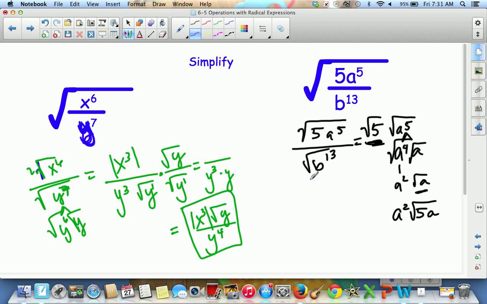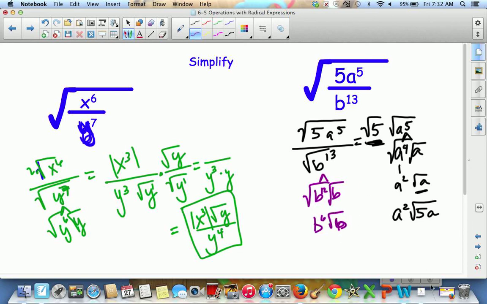Now let's do my denominator. Okay, the square root of b to the 13th. Well, what can I split this up into? Some perfect squares here. This is the square root, so there's a 2 out here. So what can 2 go into that I can split this up into? Right, b to the 12th. And then we have b. So we have square root of b to the 12th and square root of b. Square root of b to the 12th is b to the 6th. And then we have the square root of b.